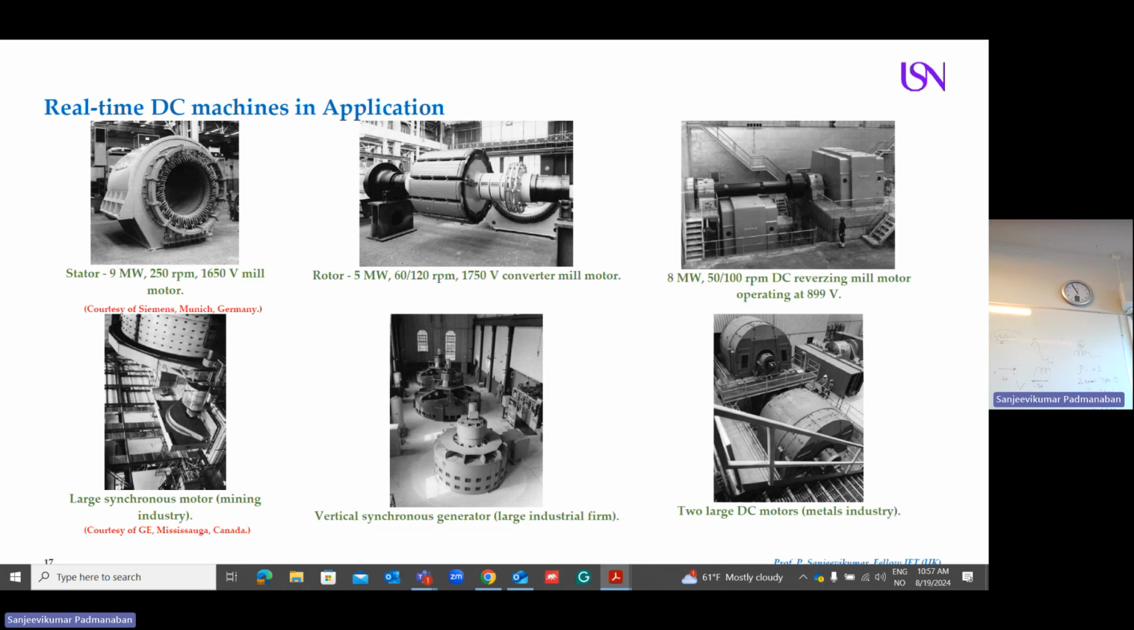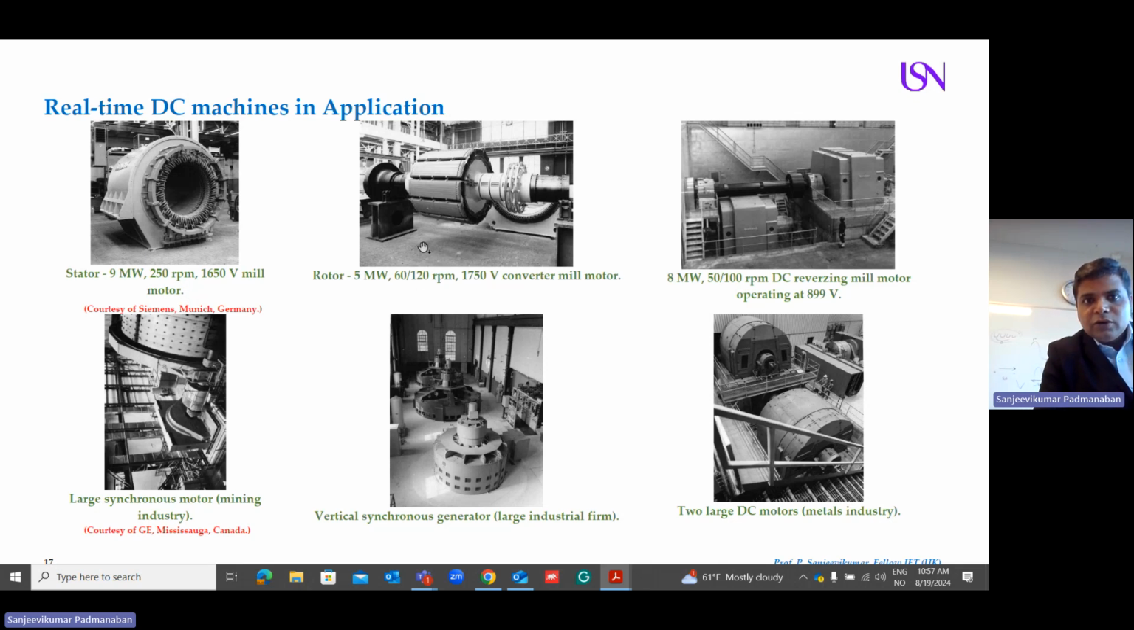Comfortable? So these are the different types of electrical machines which are used in real time across Europe and other countries. This is an example. You can have a look at how big it is. This is a stator. The stator is a fixed part with an electromagnet. We call it a field winding for a DC machine, which is rated 9 megawatt, 250 RPM, 1650 volt. This is used in mills, large-scale mills, for example.